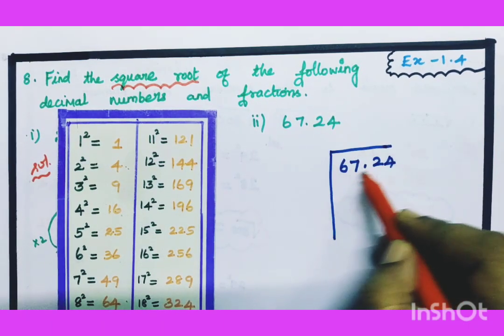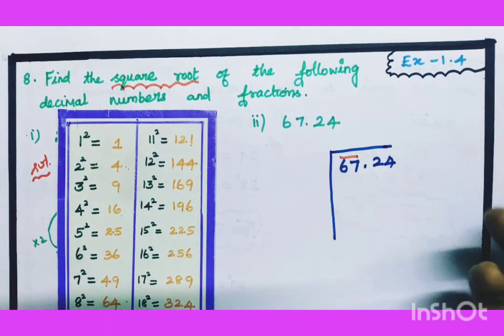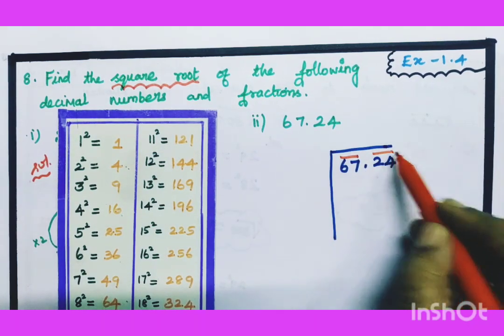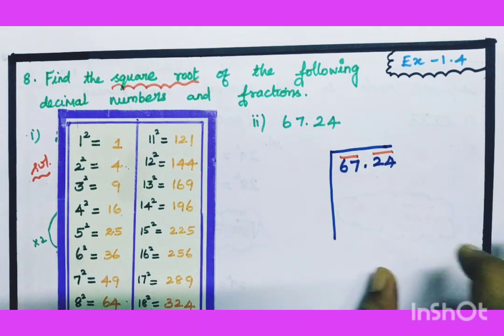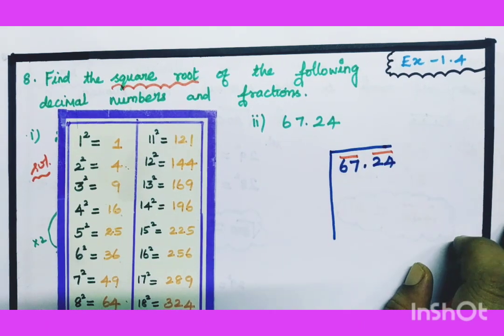See, in the integral part only 2 digits, one pair only, is given. After that also one pair only is there. So here no problem. We can make the pair in the first cell itself. Okay.